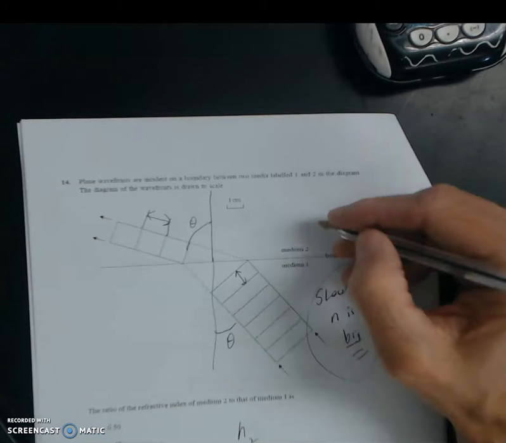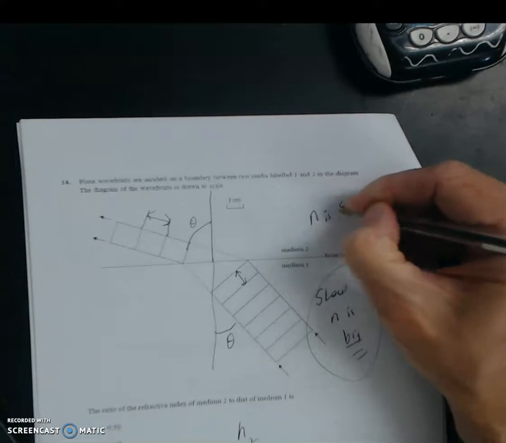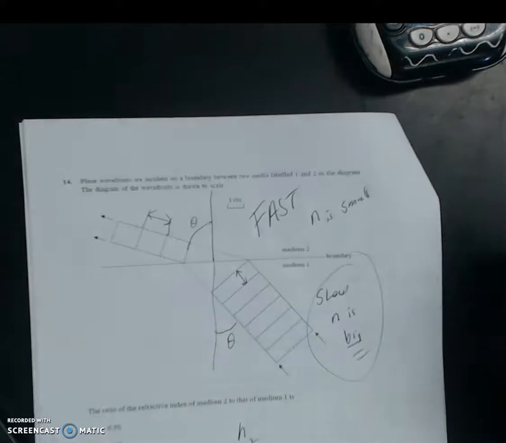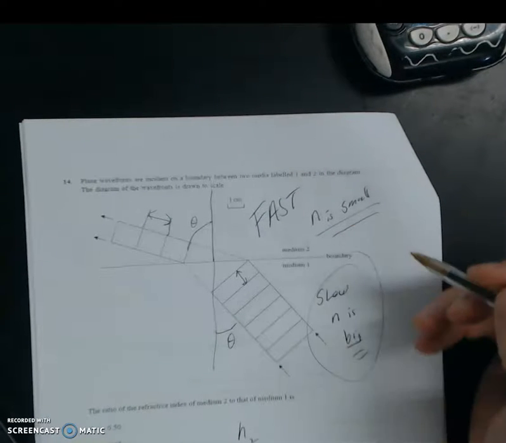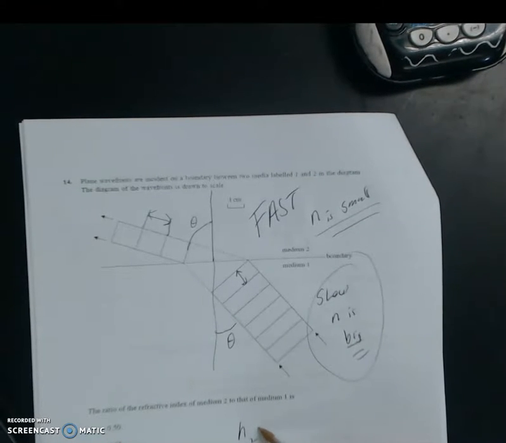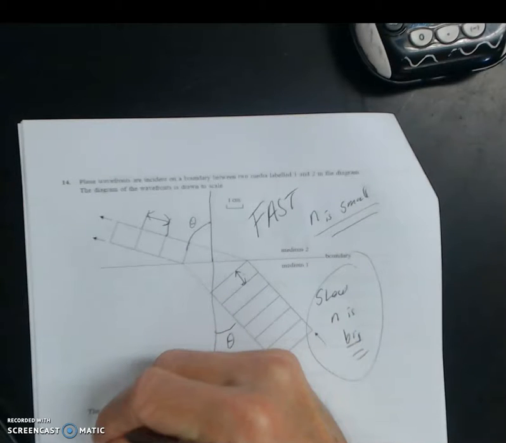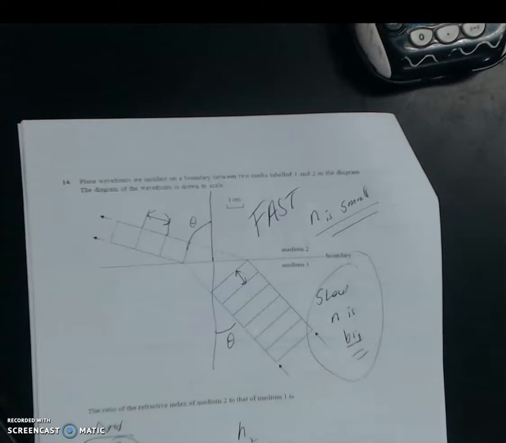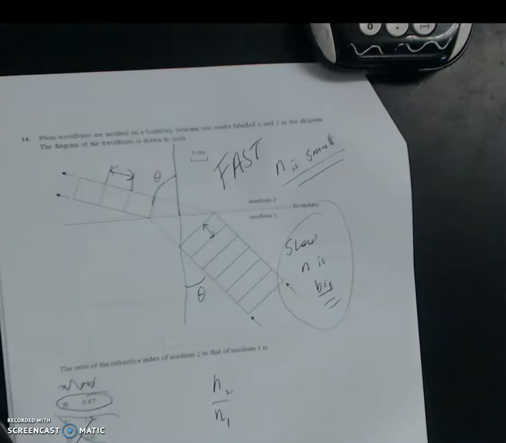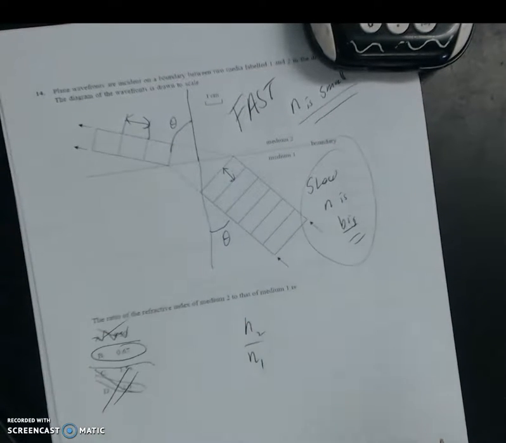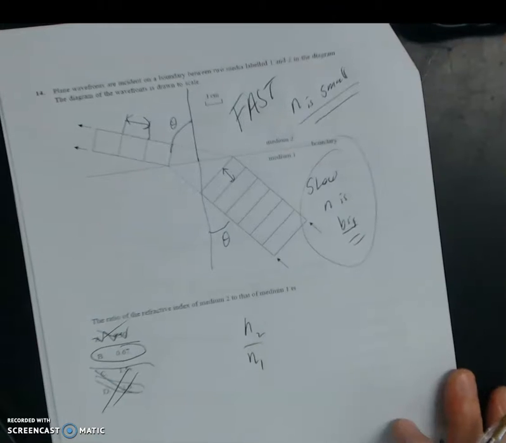And so here, n is small. How do we know n is small? Because it's moving fast. It's moving fast, n is small. So n2 is the small one, so we have the small one on top. That means it has to be less than 1. And it's obviously not 2 times different, so we can get rid of A. So without a calculator, without a ruler, we have to figure out that this is indeed 0.67 because these won't be possible, this one won't be possible. Kind of a tricky question there, I think.